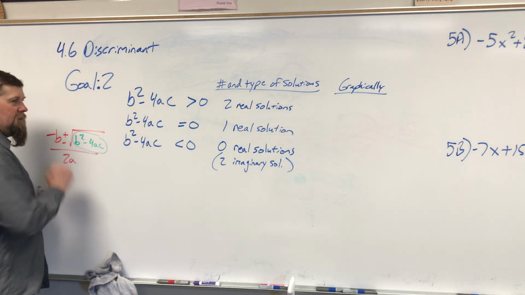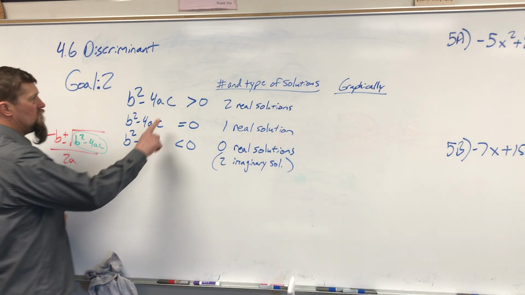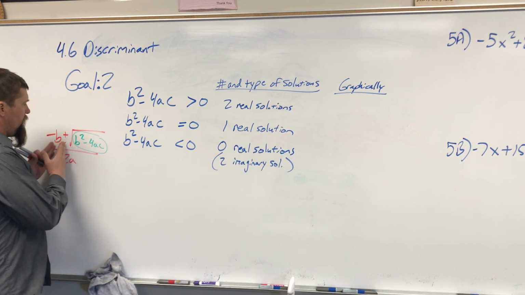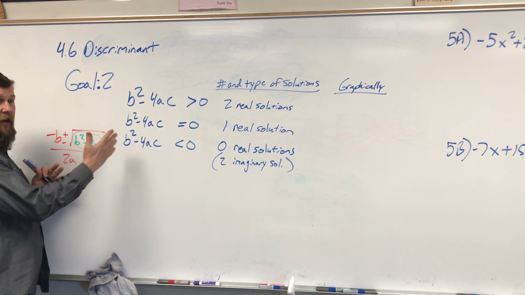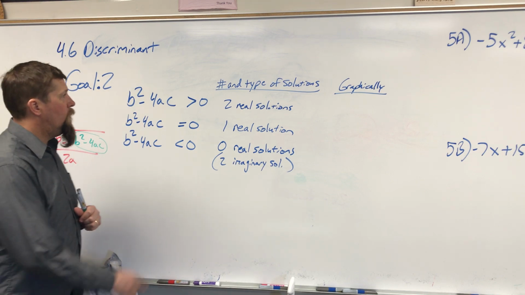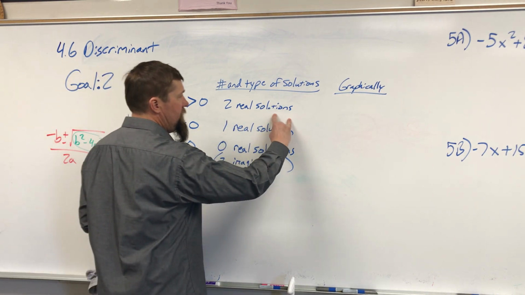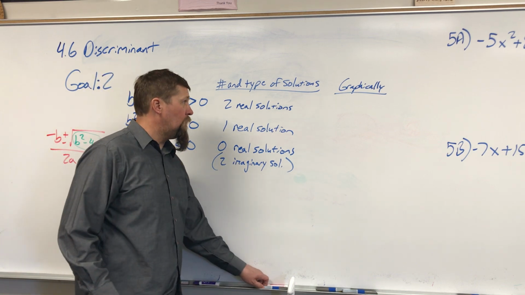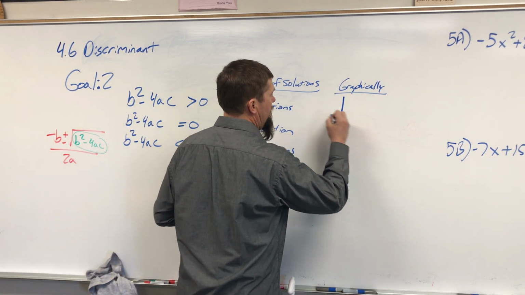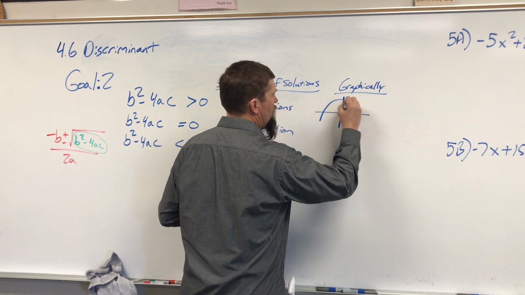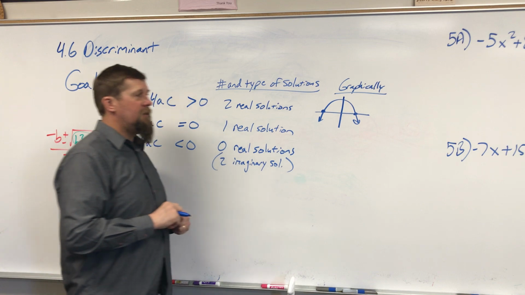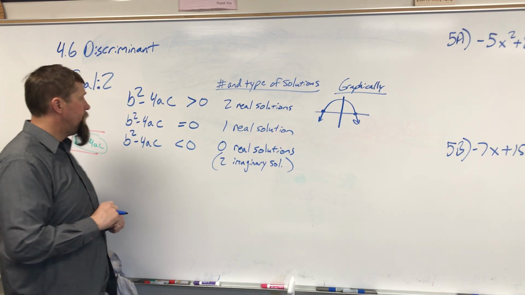If what's underneath the square root is greater than 0, that means you're going to take plus and minus the square root of a positive number. When that happens, you have two real solutions. Graphically, you have a parabola that crosses the x-axis twice, giving you two solutions.